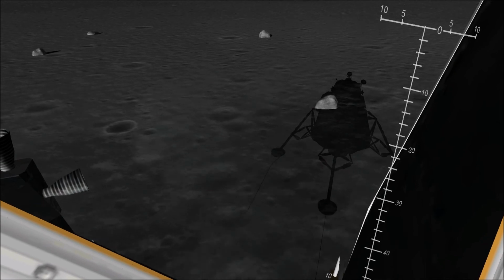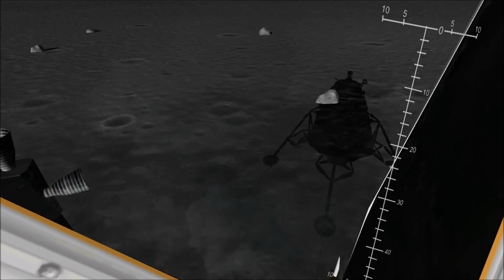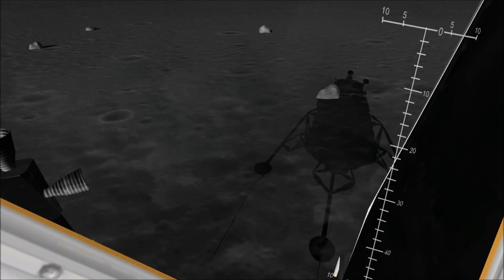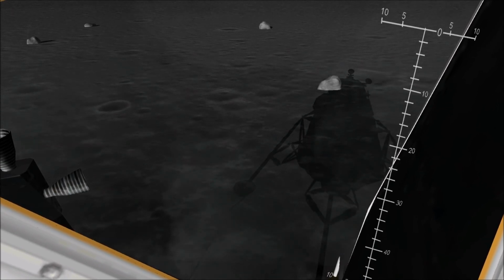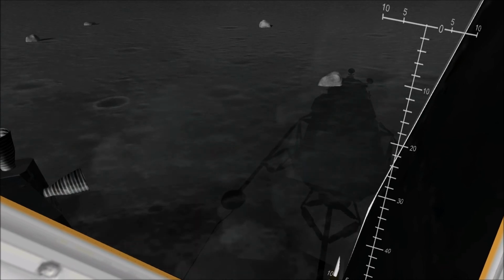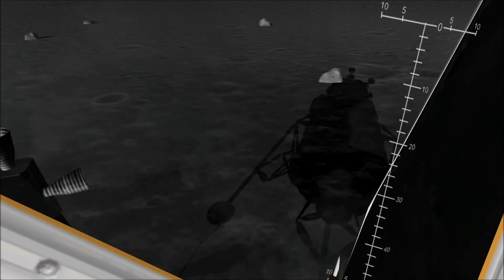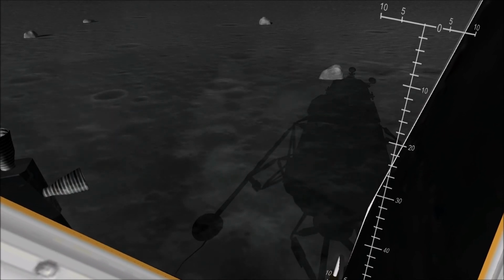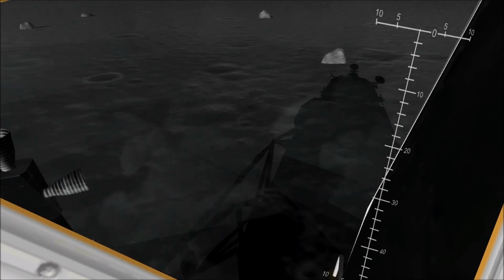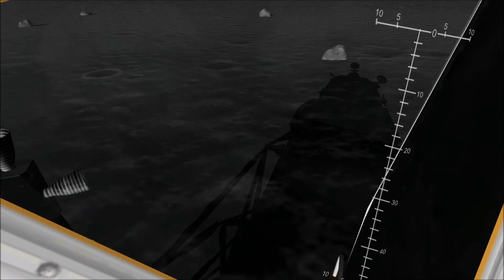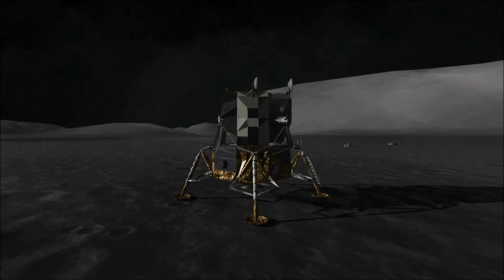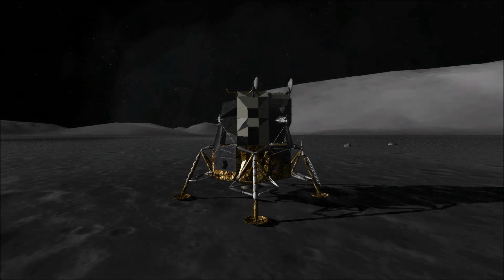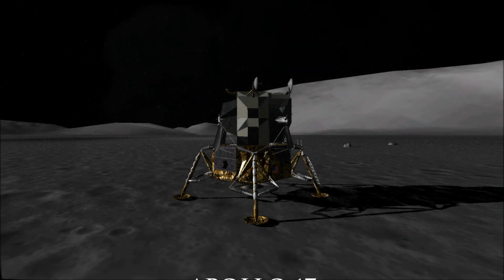Stand by for touchdown. Stand by. 25 feet. Down at 2. Feels good. 20 feet. Going down at 2. 10 feet. Got contact. Stop. Push. Engine stop. Engine arm. Proceed. Command override off. Hold. Okay, Houston, the Challenger has landed.